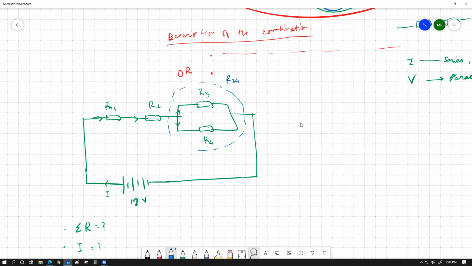So this whole thing is considered as a single combination. I'm naming this as R34. So the current that will flow through R34 can be named as I34, which would be exactly equal to I1, which is exactly equal to I2, and which is also equal to the main I. Now, do all of us agree with this expression?